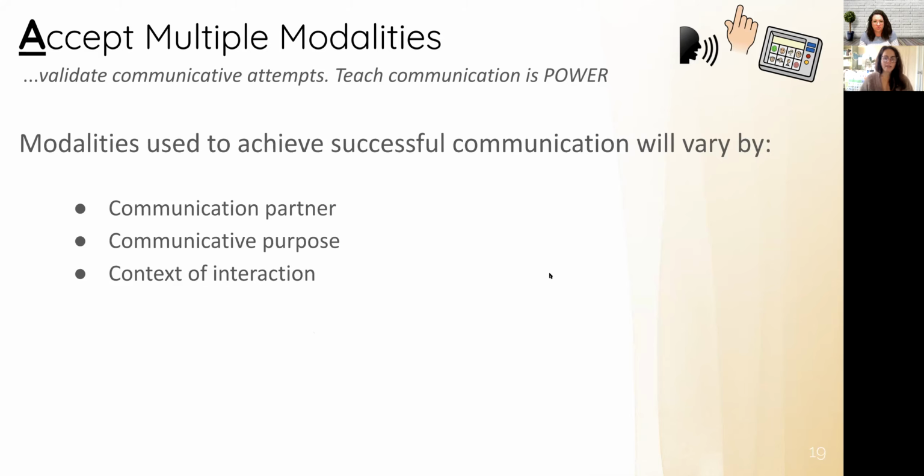Then two modalities are used to achieve successful communication. They're going to vary though by our communication partner, so who we're talking to, we might choose a different modality. The communicative purpose, why are we wanting to communicate? That can have an effect on the modality we choose. And then the context of the interaction. So these are all the different areas that influence why or what modality we're going to choose that in that moment is going to be effective, efficient, and socially appropriate.